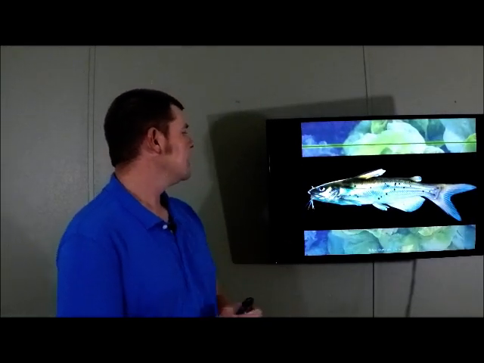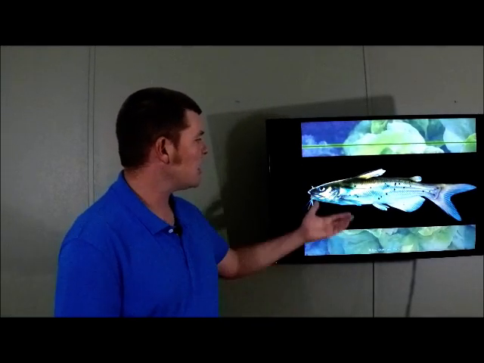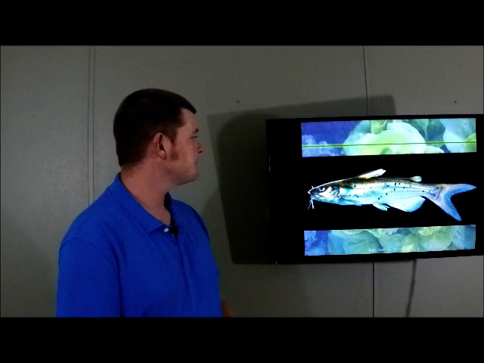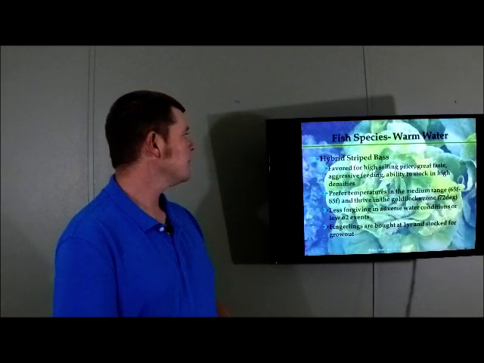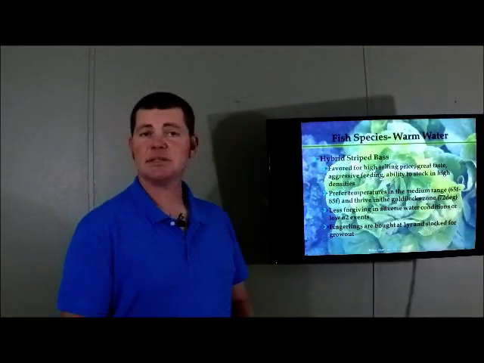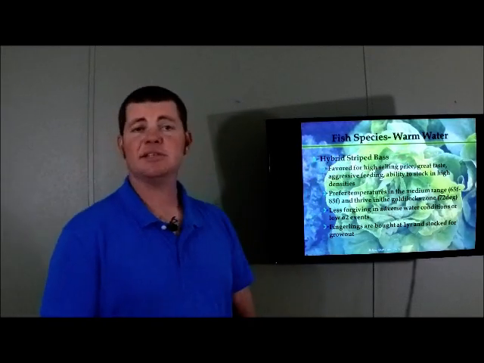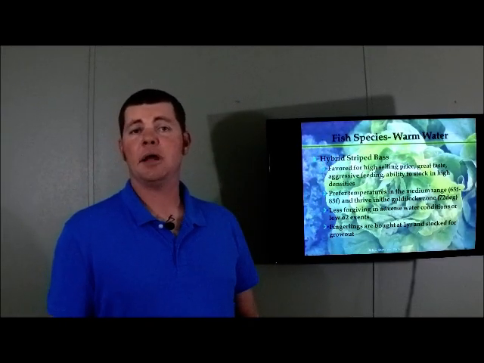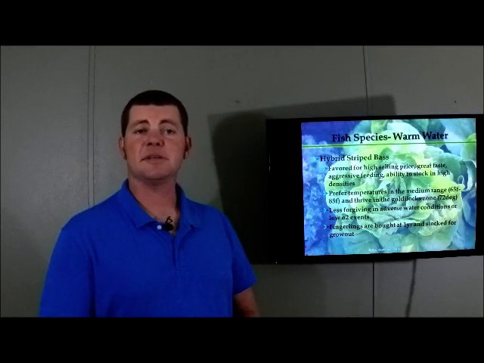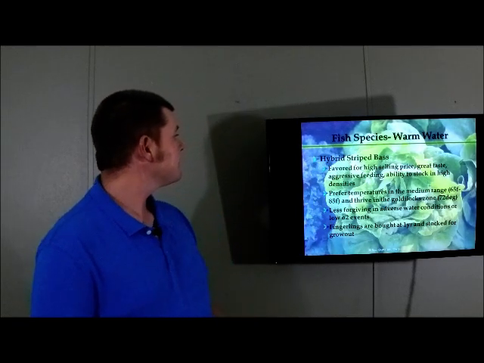And here's a picture of a nice, I believe that's a channel catfish here. So hybrid striped bass is the next species that we'll talk about. Again, we're talking about warm water species right now, or what I would consider warm water, and we're going to shift over to cold water species in a little bit.